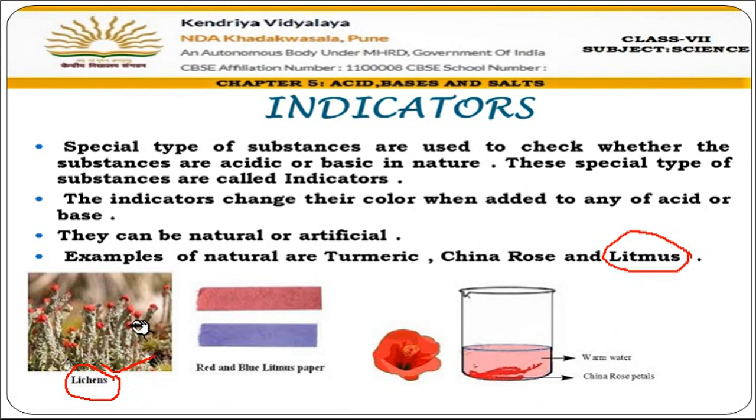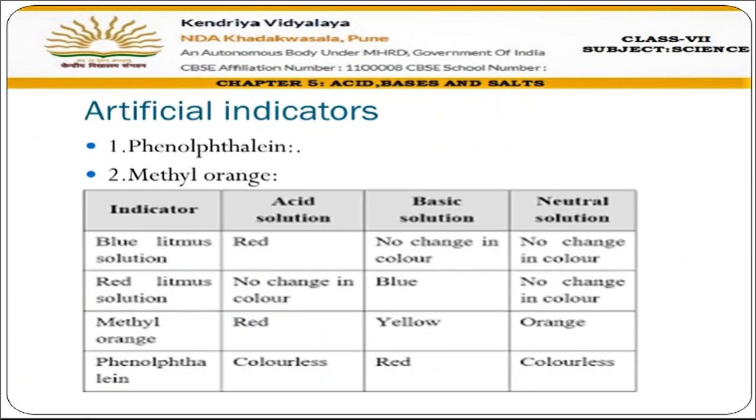Litmus isn't actually a liquid, but nowadays it is available in paper strip form also. Two types of paper strips are there: one is red litmus and the other one is blue litmus. When these indicators are added to a solution, they change their color, and accordingly we can find whether the substance is an acid or a base. In the same way, China rose can also be used. China rose is boiled in hot water, and the solution which is made acts as an indicator.